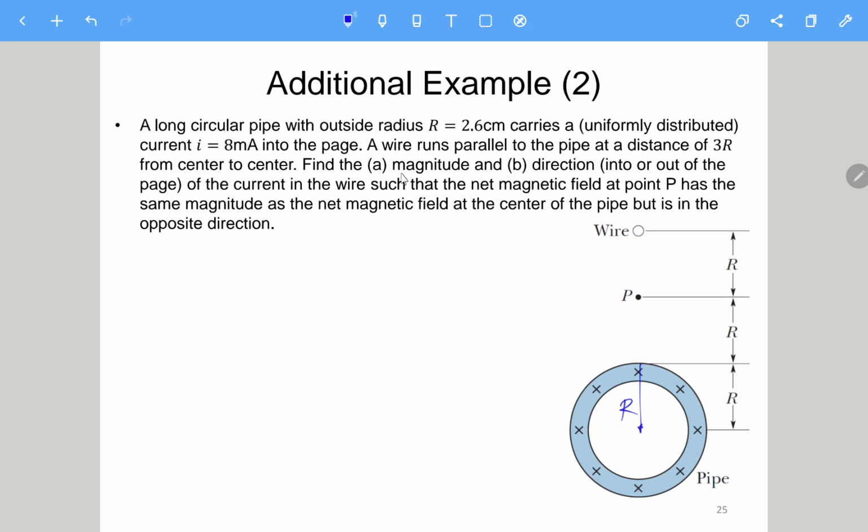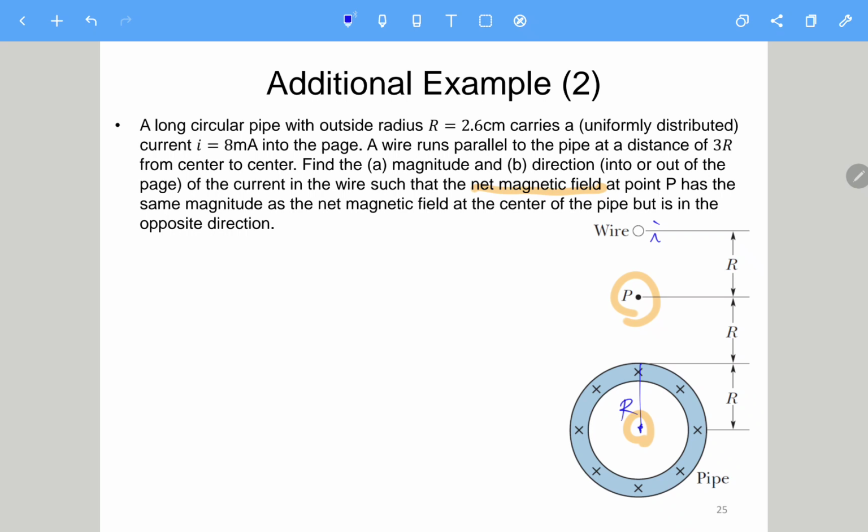From center to center, find the magnitude and direction of this current. You need to determine what is I here, and whether it is going into the page or out of the page for question A and B. And then it makes the net magnetic field at point P have the same magnitude as the net magnetic field at the center.